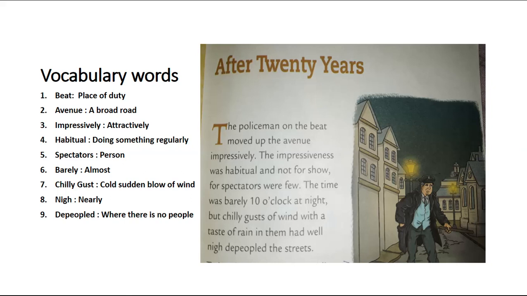In this first paragraph, the explanation is: the story starts with a policeman on his place of duty, moving up the avenue very attractively. The story is about two friends. One of them is a police officer, and the other one's character we will get to know slowly as we read the story. The impressiveness with which the police officer is walking down the street is what the author focuses on. The time mentioned in the first paragraph is almost 10 o'clock at night, chilly and cold, and there was no one on the street.